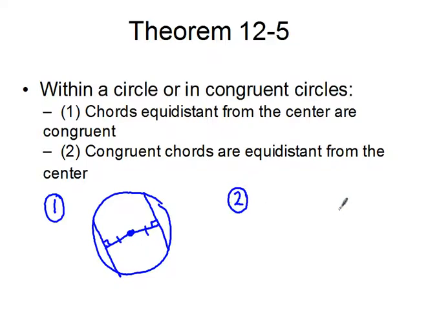Okay? And then this one is just backwards. Okay, so we'll put converse here. So if you have congruent chords, then they have to be the same distance from the center of the circle.